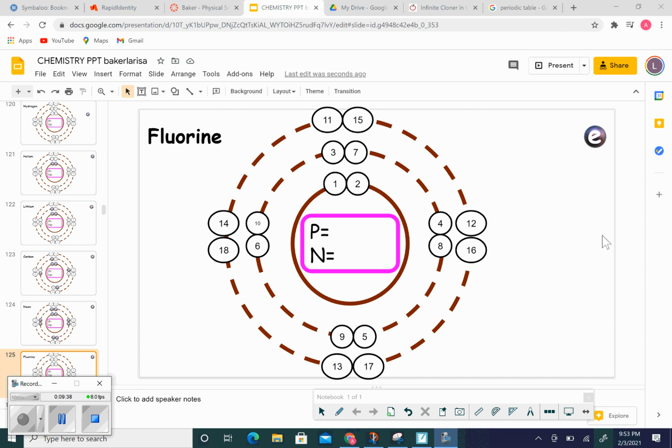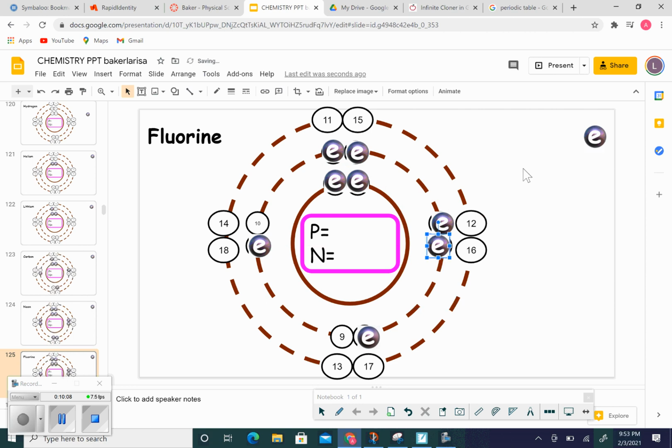Okay. Fluorine only has 9 electrons. So this is 1, 2, 3, 4, 5, 6, 7, 8, 9. Okay. Okay, so I think this is fairly easy for you.